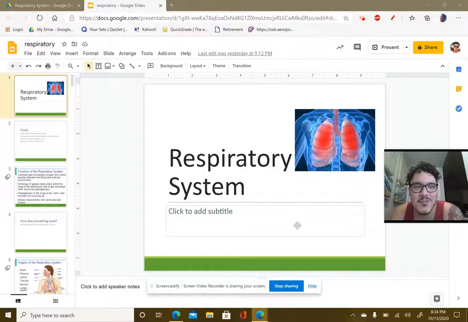All right, welcome, guys. We are starting our new unit, and it's going to be on the respiratory system. As far as the respiratory system is concerned, obviously it's all about breathing, but it's not just that we need to breathe to survive. It's more than that. It's also understanding how we breathe and why we need to breathe.